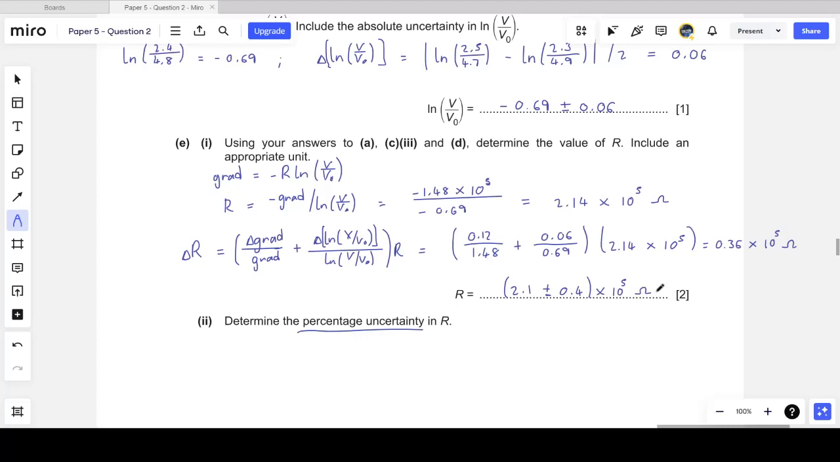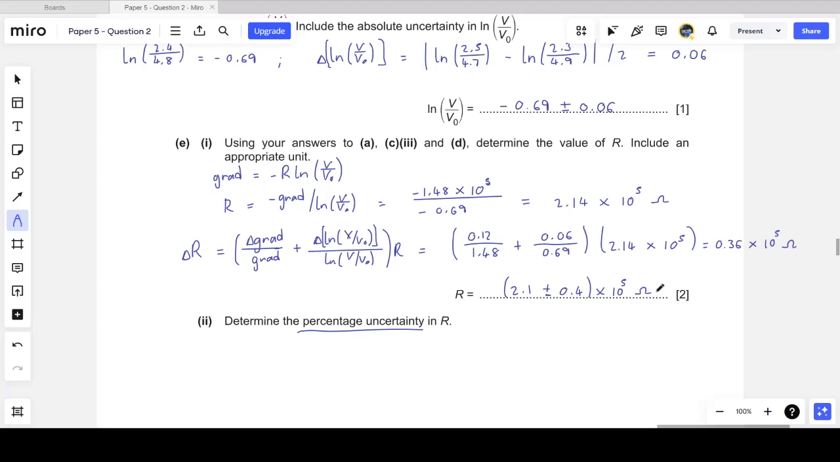So we've calculated the value of R. We will also calculate the absolute uncertainty in R, which we didn't need to, but will be helpful. And we've given the appropriate unit. So we've stuck with ohms, which I like to do. I like to stick with the quantities of the units that I know. And I get 2.1 times 10 to the power 5 ohms plus or minus 0.4 times 10 to the power 5 ohms.